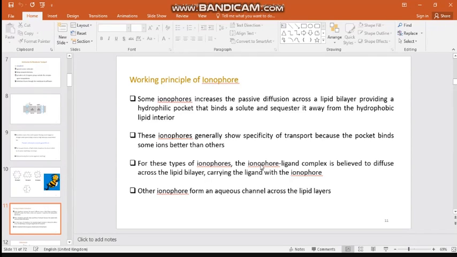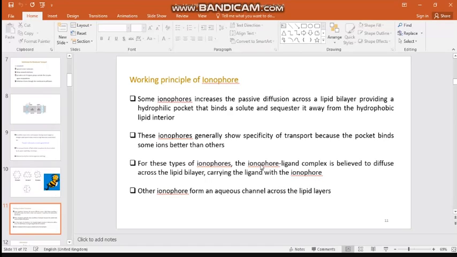So these ionophores are highly specific. If they can bind with the sodium metal ion, then they will only bind with the sodium metal ion. If they are able to make a bond with the potassium ion, they will make a bond with only the potassium ion. Nothing else will happen. Only potassium is allowed; other ions they never allow.